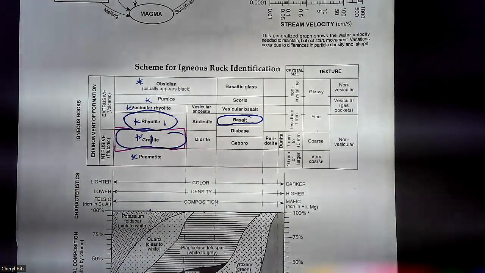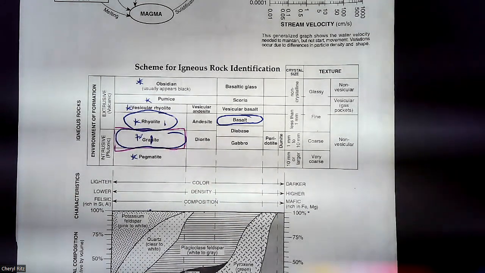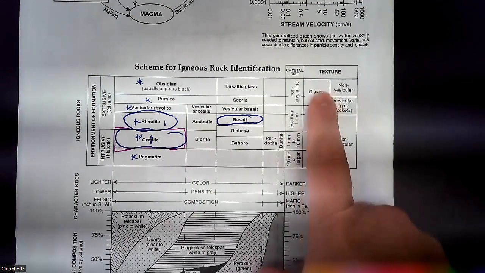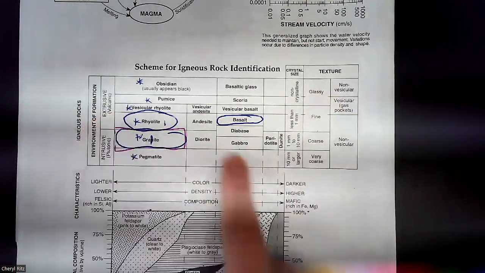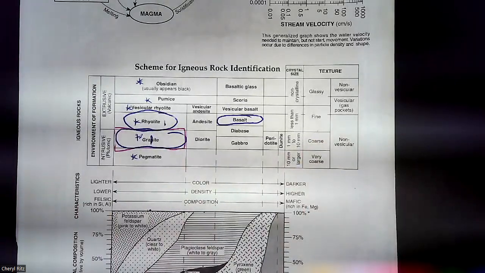Alex R, did you get to number 5? Yes. Which characteristic of an igneous rock would tell you about its environment of formation? What'd you pick? 2, that's its texture. So whether it is glassy or fine, that's going to be extrusive. Coarse or very coarse, that's going to be intrusive.